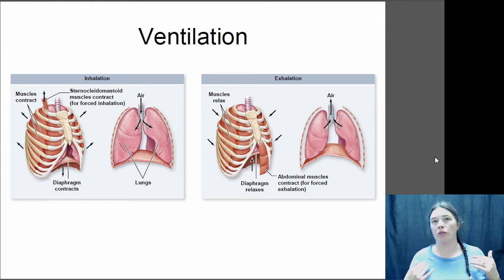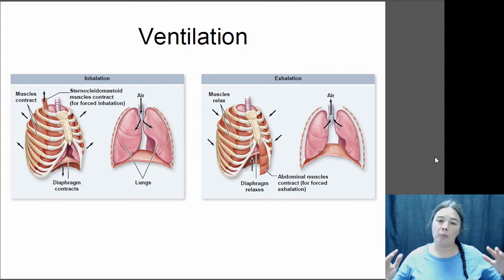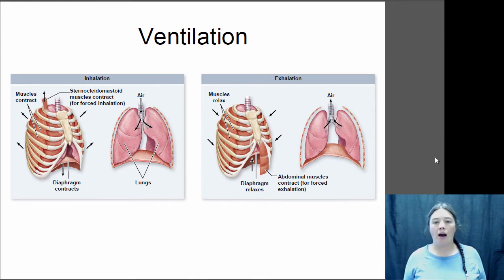Then when those muscles relax, the diaphragm comes up, the ribs settle down, and then the air is expelled out because it lowers the volume of the thoracic cavity, increases the air pressure in there, and pushes the air out. Okay? You can also contract your abdominal muscles and some different intercostal muscles to force air out.